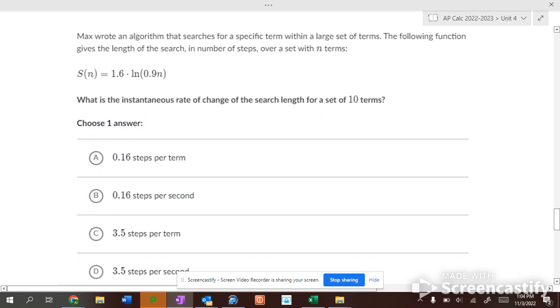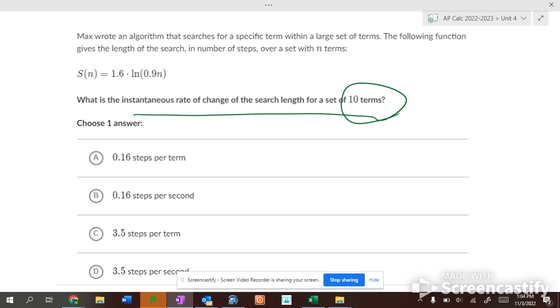Max wrote an algorithm that searches for a specific term within a large set of terms. The following function gives the length of the search in the number of steps over a set of n terms. Okay? What's the instantaneous rate of change when he finds 10 terms? So instantaneous rate of change is the what? Derivative. So you got to take the derivative of this. What's the derivative of the natural log of 0.9n? Okay, 1 over 0.9n times 0.09, right? Those cancel, so it's 1 over n, so it's basically 1.6 over n.